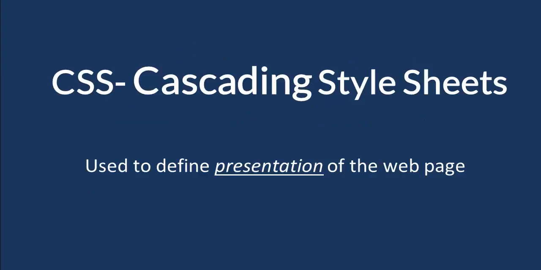On the other hand, CSS is cascading style sheets. Now its name also seems to be a fancy one, but it is also quite easy to understand. CSS is used to define the presentation of a web page. Now presentation means different colors, fonts, and different sizes.